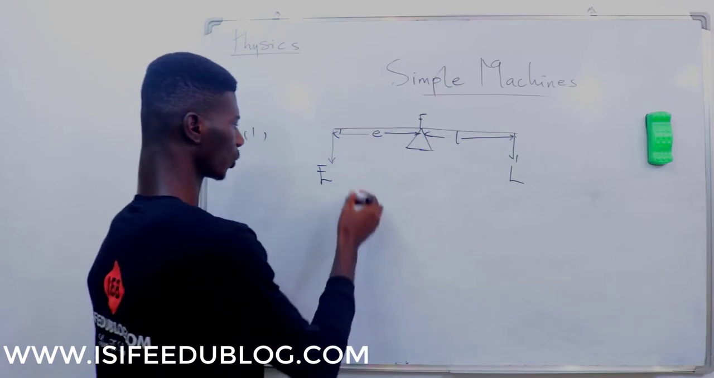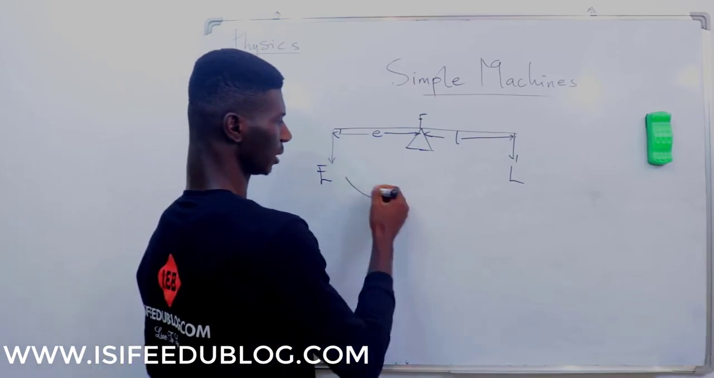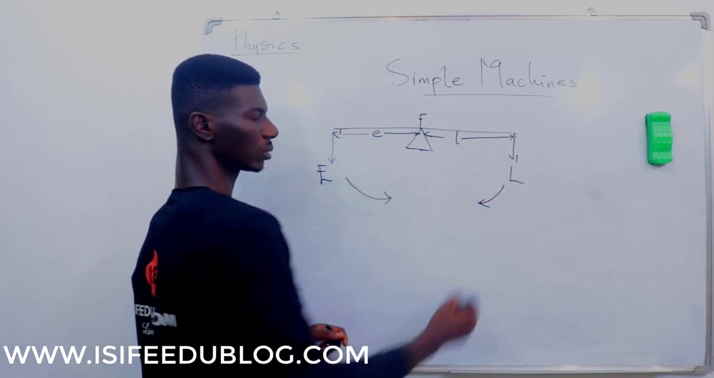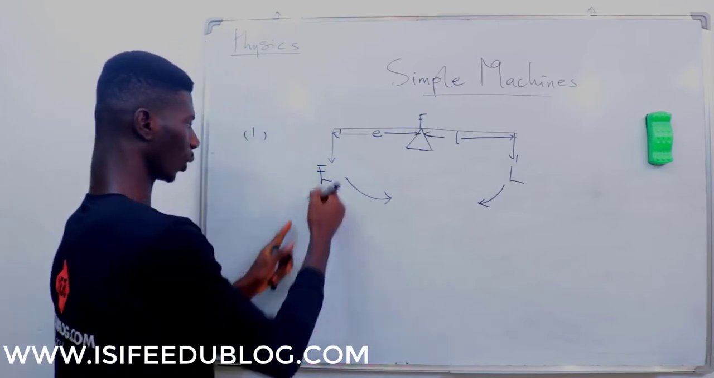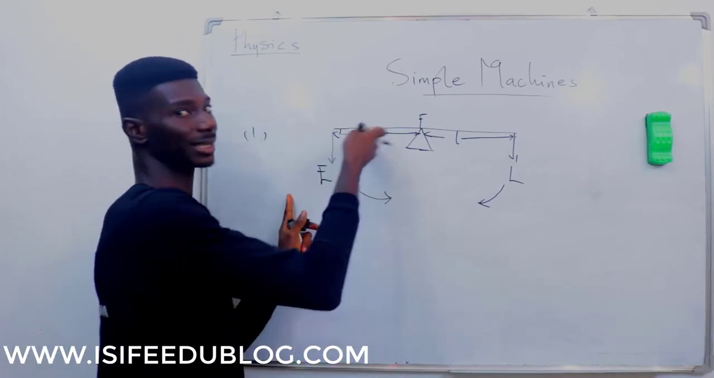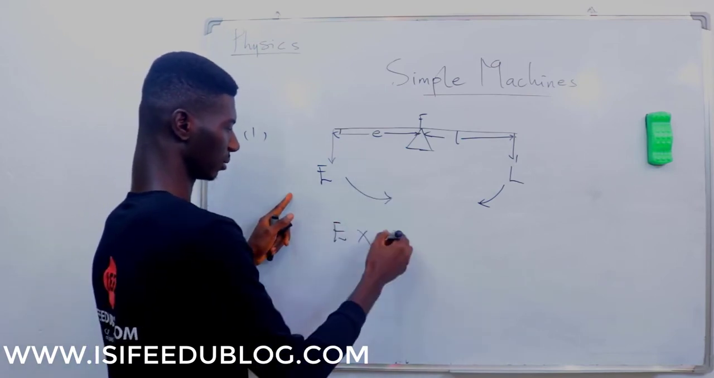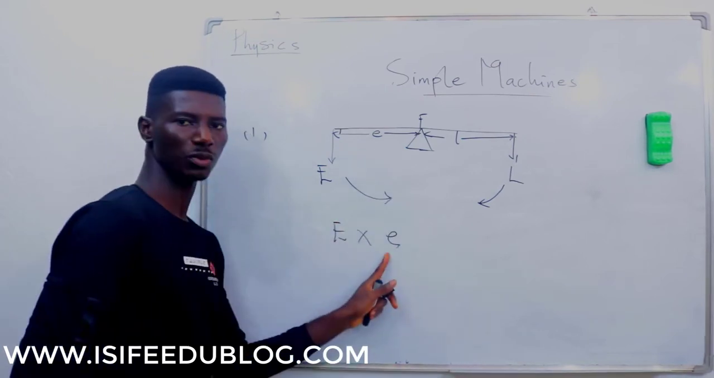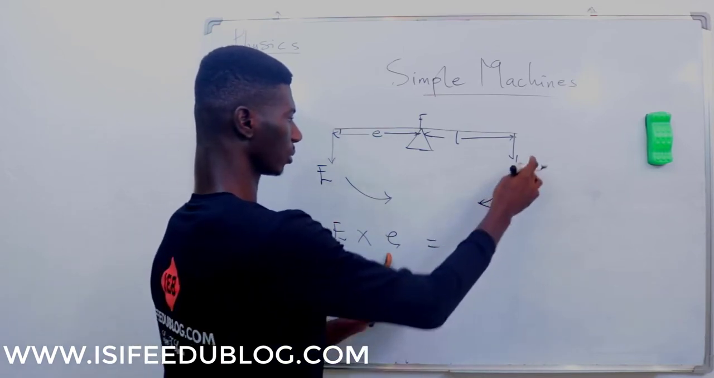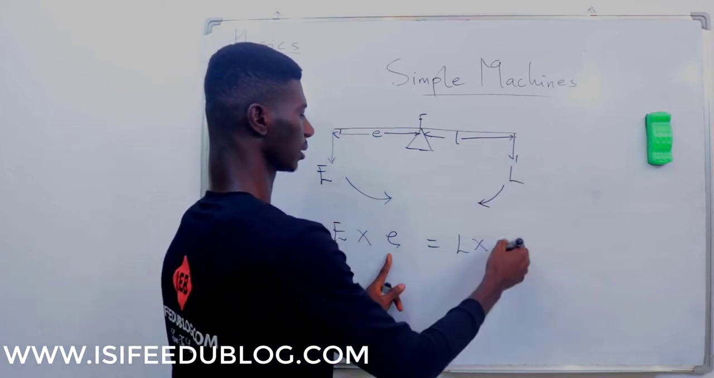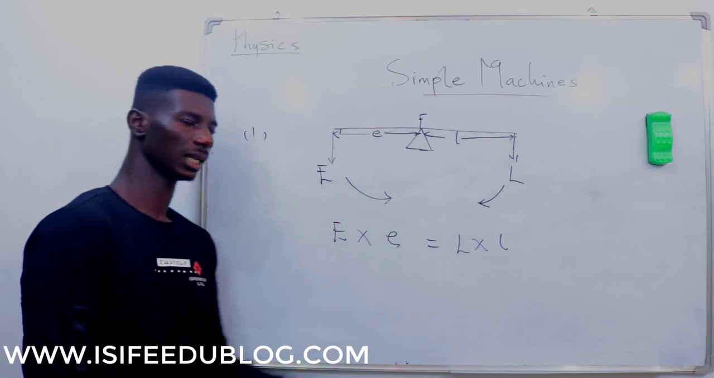By the principle of moments, we are told that the anticlockwise moment is equal to the clockwise moment. So we have moment is force times distance. So we have effort times distance moved by effort is equal to load times distance moved by load.